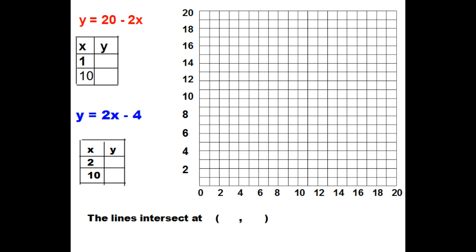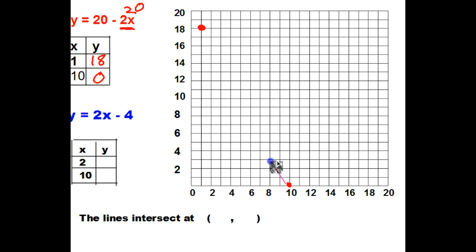One last example to show you. y equals 20 minus 2x. Again, we're doing the multiplying part first. Put the 1 in for x. 2 times 1 is 2. And 20 minus 2 equals 18. Put a 10 in for x. 2 times 10 is 20. 20 minus 20 is 0. We've got a point at 1 to the right and up 18. And 10 to the right and up 0.